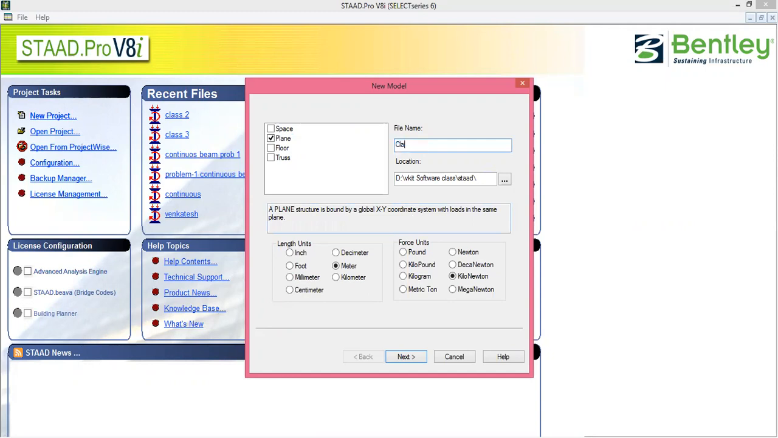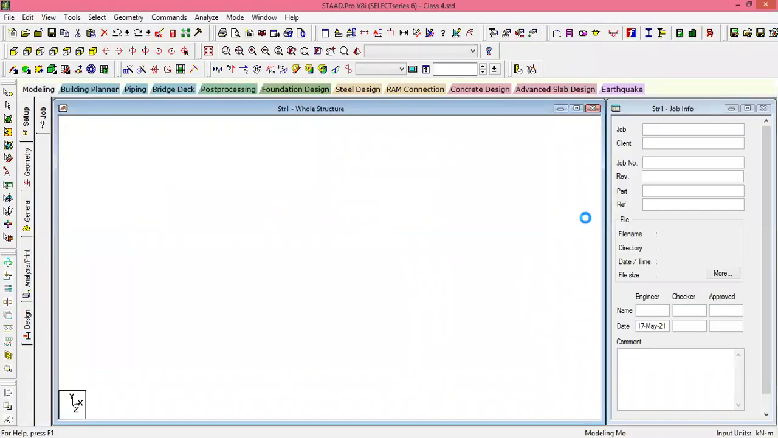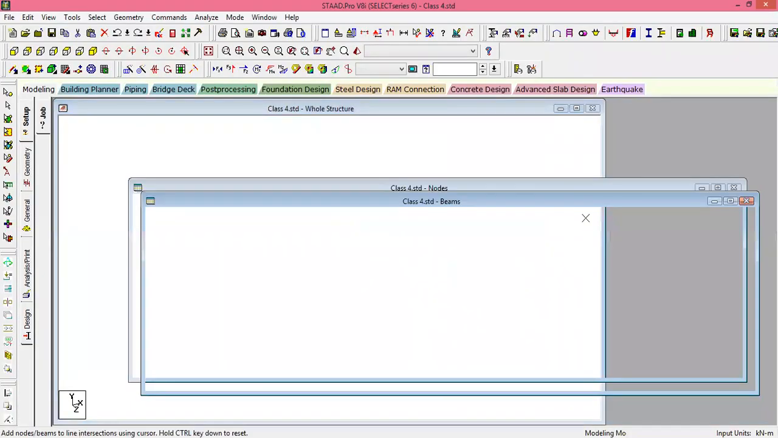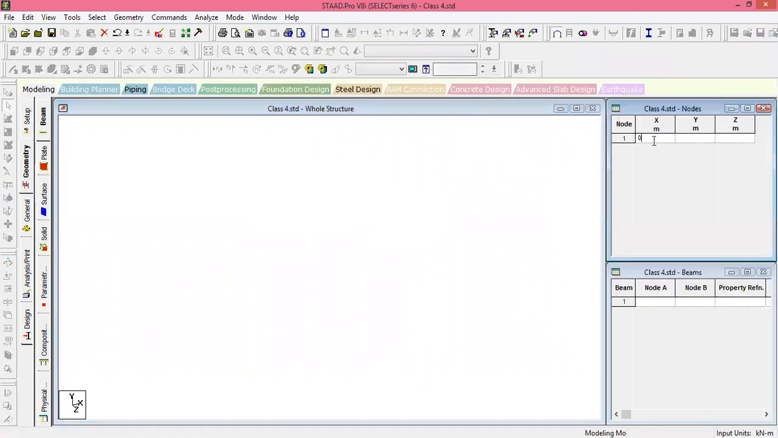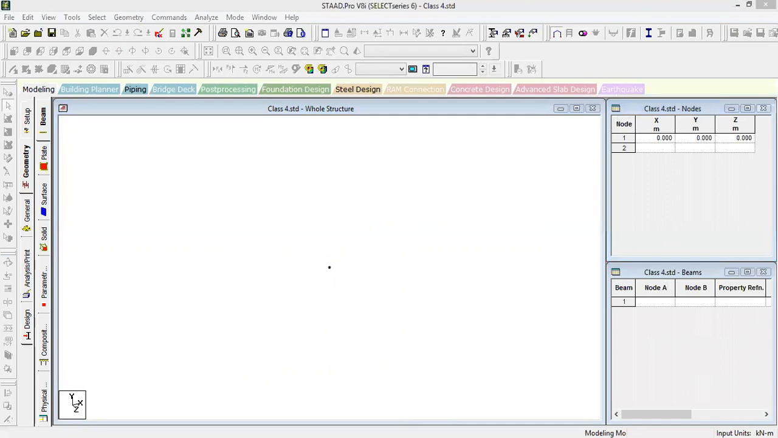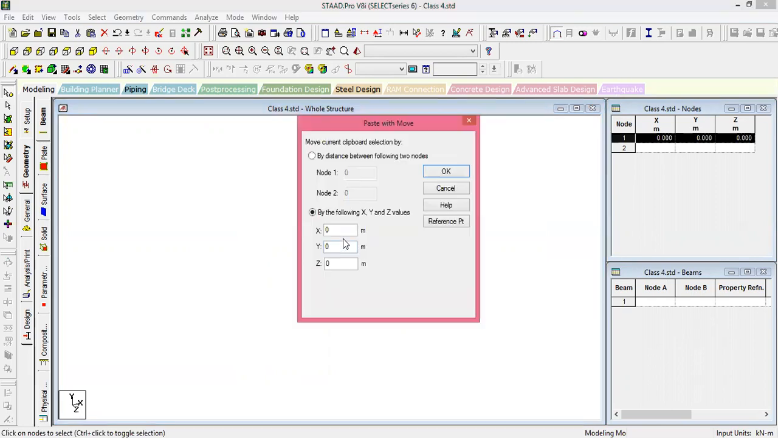Structure name you can give, it is class 4, and the units are meters and kilonewton. Next, add beam. Then the first node is 0,0. For the second node, the span is 5 meters, therefore you can provide the second node at a distance of 5 meters.